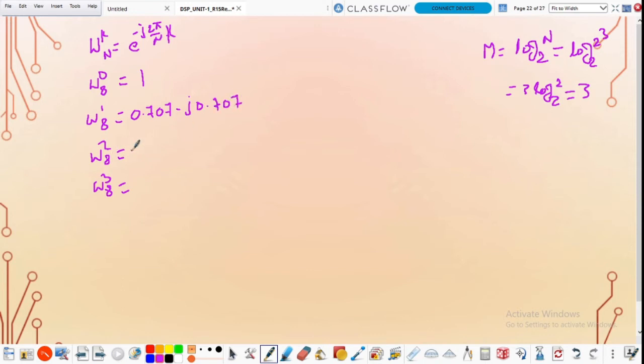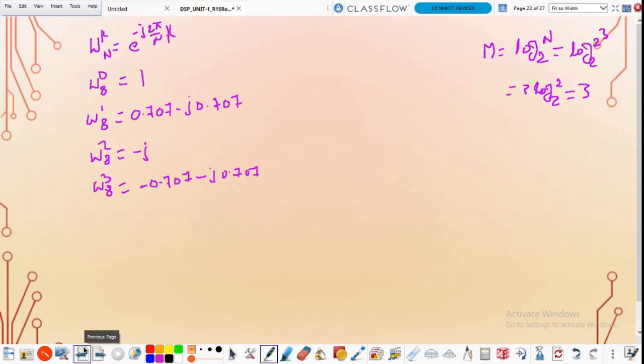Next k is equal to 2: e power minus j 2 pi by 8 into 2, e power minus j pi by 2, cos pi by 2 minus j sin pi by 2. Cos pi by 2 is 0, sin pi by 2 is 1. So W8 square value is minus j. W8 cube value is minus 0.707 minus j 0.707. So these are the Twiddle factor values.